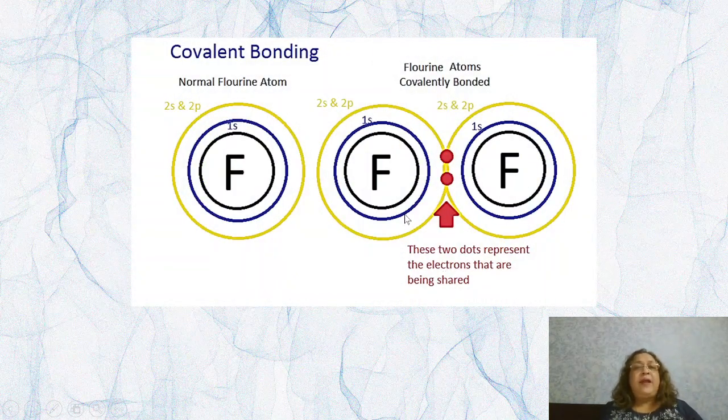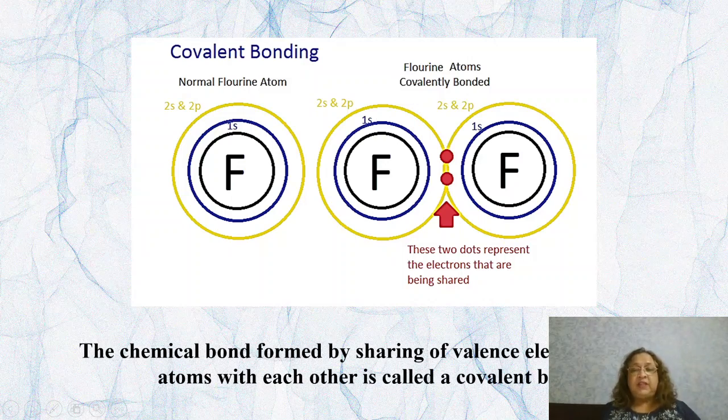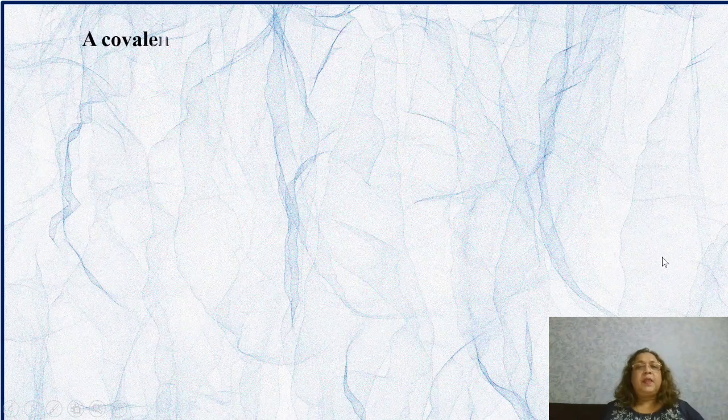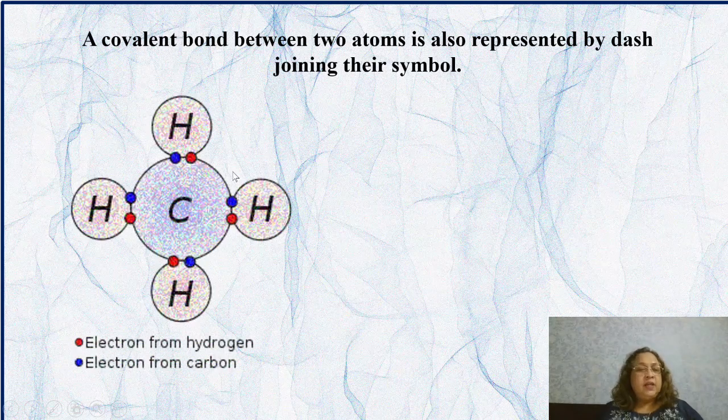This is called covalent bonding. See, where the electrons are not given and taken, but they are shared. Now, the chemical bond formed by sharing of valence electrons of two atoms with each other is called a covalent bond. A covalent bond between two atoms is also represented by a dash joining their symbols.